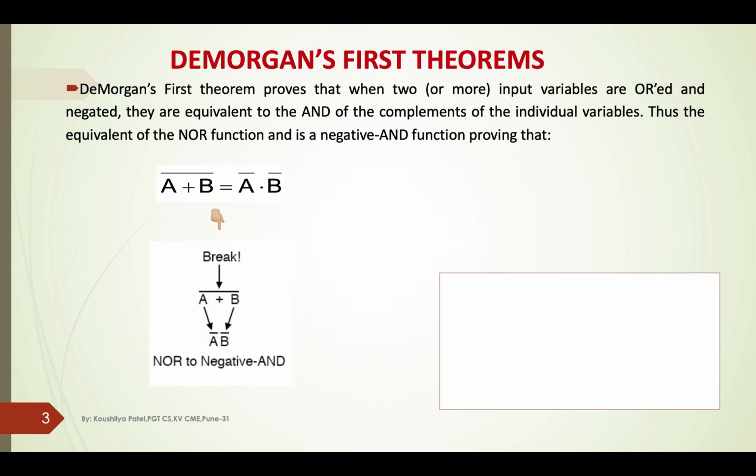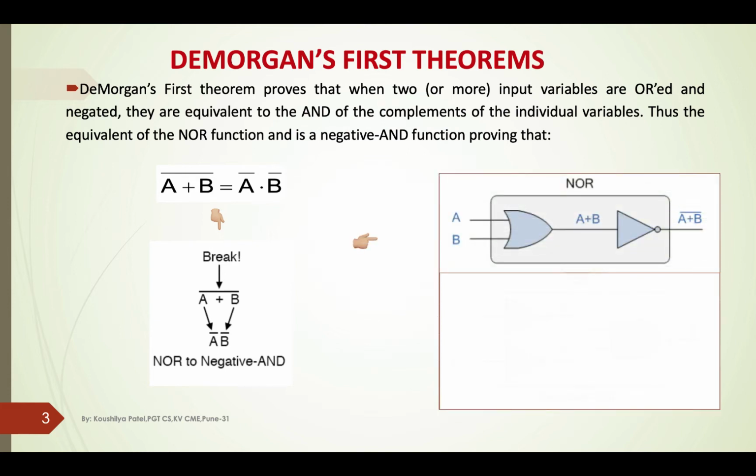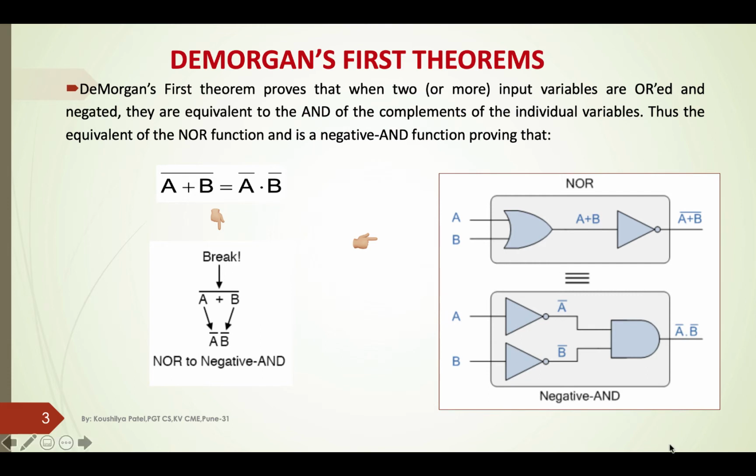the (A plus B) whole bar can be converted into the individual bars of the elements by using NOR to negative AND gate. Also we can see with the help of a circuit diagram, if we have two input variables A and B and use an OR gate, and after that we negate, we get (A plus B) whole complement. This circuit diagram is equivalent to this negative AND gate, where negated A and B have been input to an AND gate.